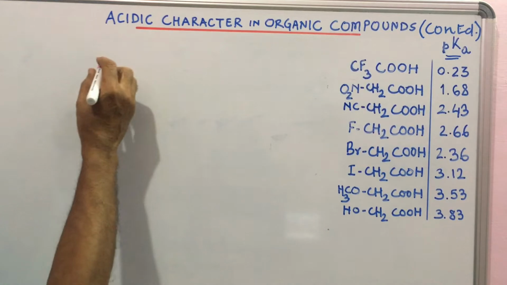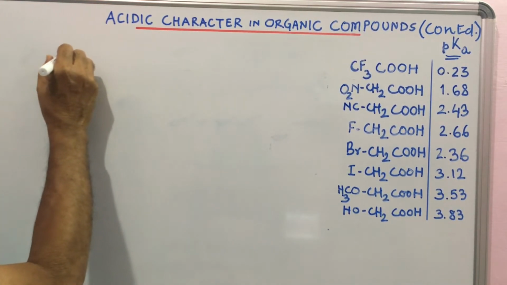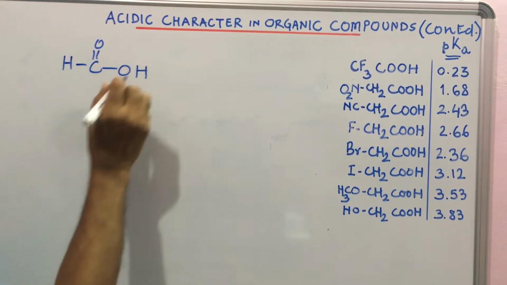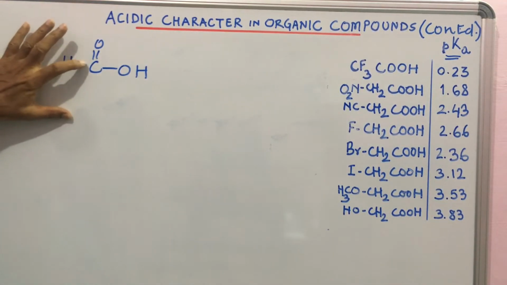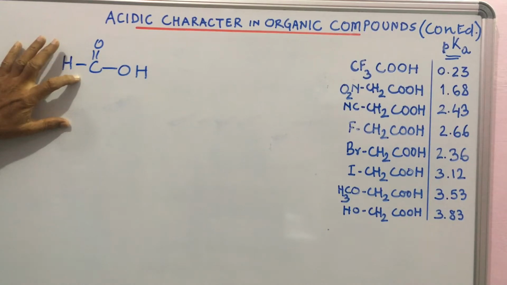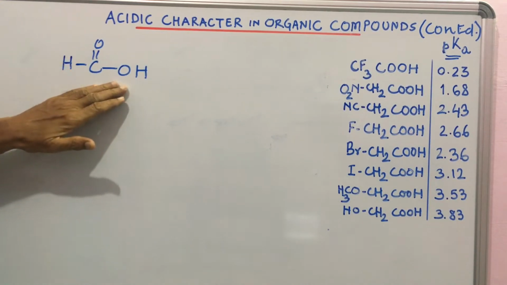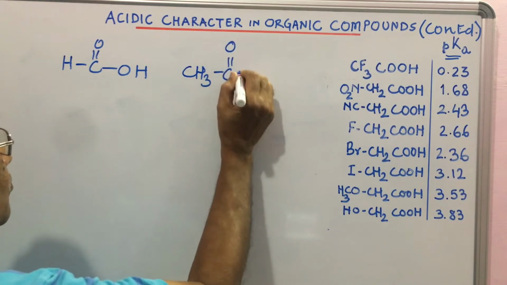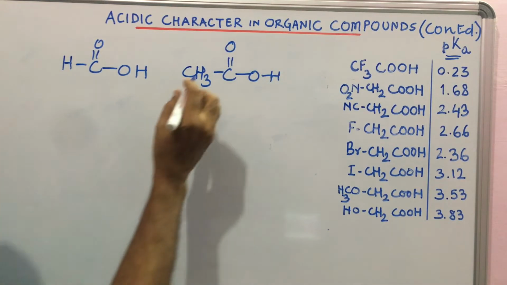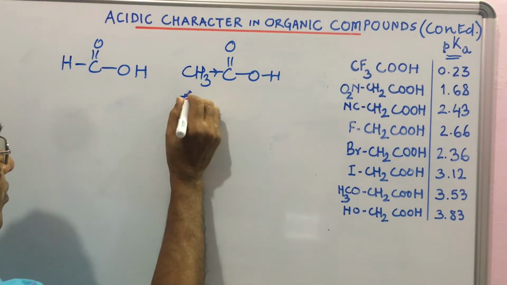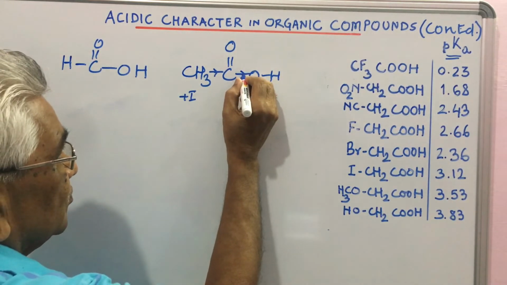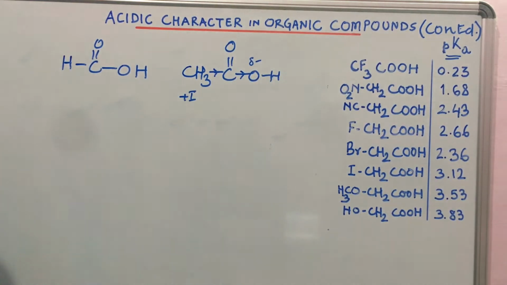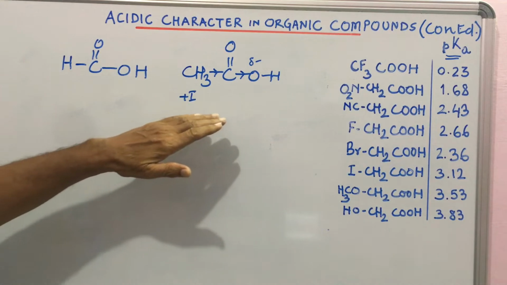We take the example of carboxylic acids. H has no effect, so we can compare other acids with this. If you put one CH3 here, this has a plus I effect, sends electron density away from it and creates a delta minus charge here. You know this from our earlier discussion.